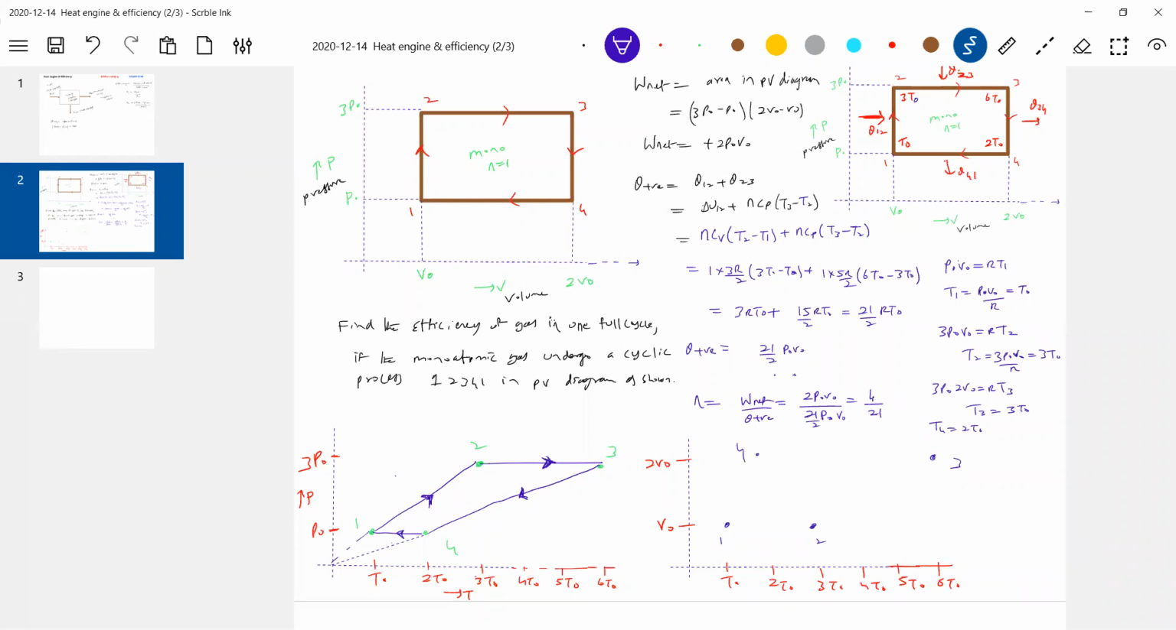Okay, we have to join the curve. 1, 2, isochoric heating. 2, 3, and 3, 4. But again, we have to take care that the VT graph should be a straight line passing through the origin. Roughly, it may not be. Okay, I think this curve is a little bit off.